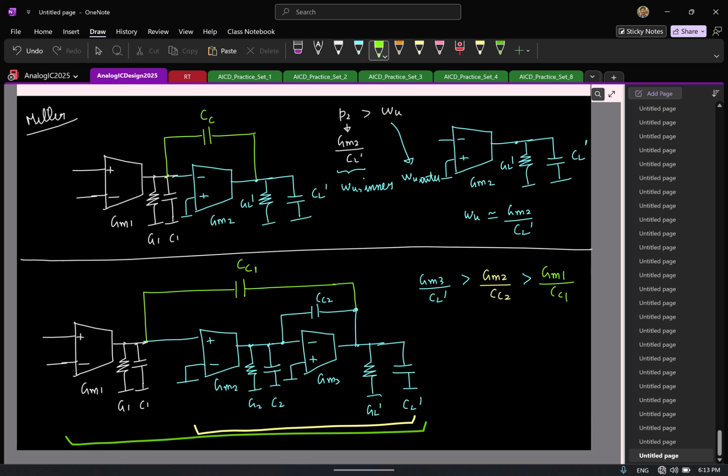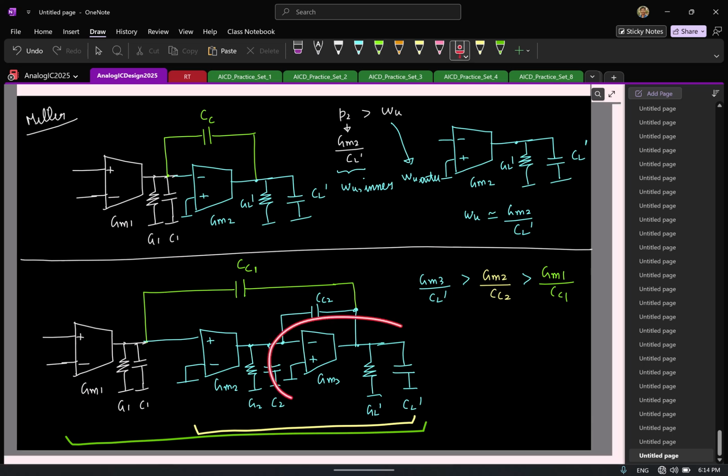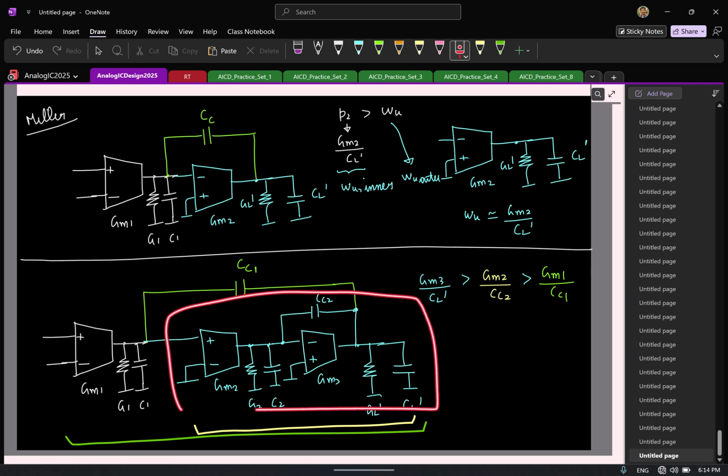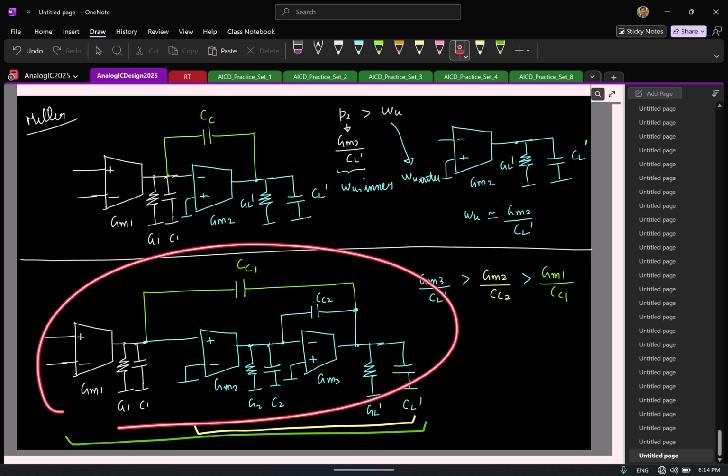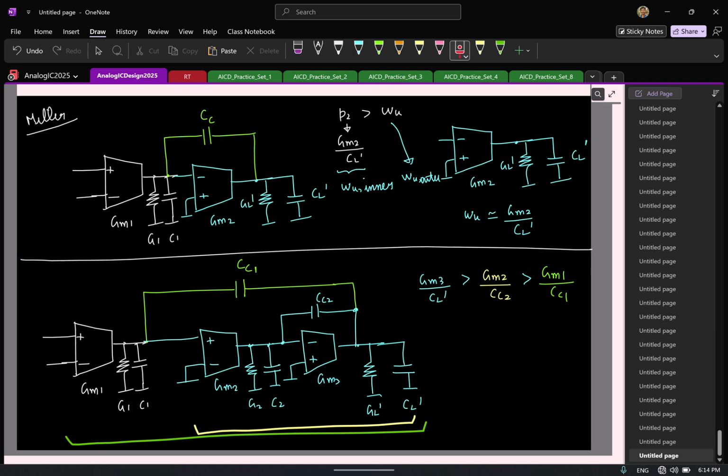Is that clear? So the inner stage is this one. This is basically a single stage OTA, GM3 by CL prime. The outer stage just adjacent to it is a two-stage Miller OTA, so its omega u is the first stage GM, which is GM2 by the Miller cap CC2. And the outermost stage is basically this one. You can think of it as another two-stage OTA where this can be assumed to be a black box. So this is GM1 by CC1.